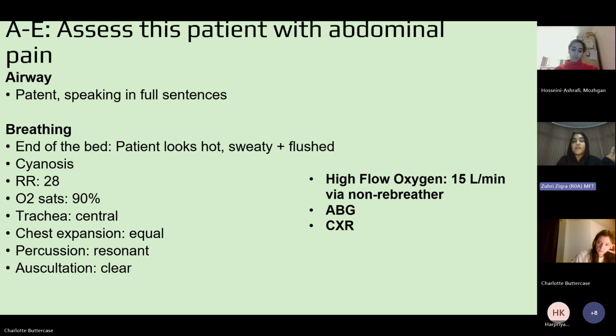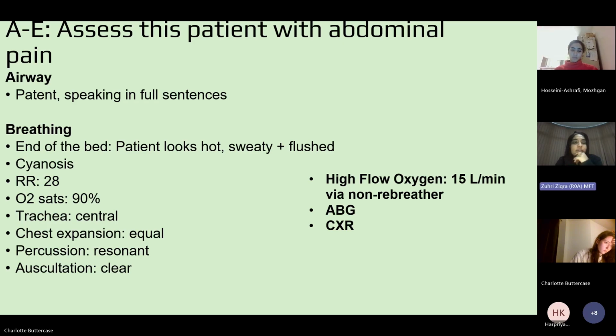They look hot, sweaty and flushed, apparently. Quite cyanosed. Resp rate is high, 28. Oxygen sats are low, 90% on room air. Trachea central, though. Chest expansions equal. Normal percussion, normal auscultation. Anything people would do at this point in the examination?